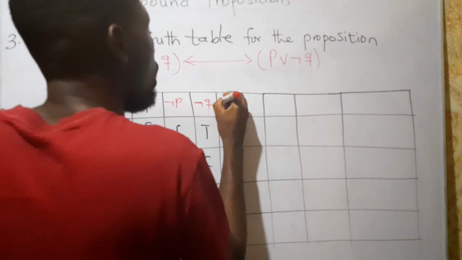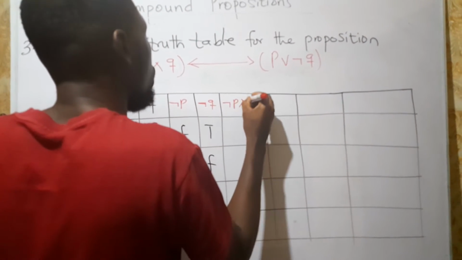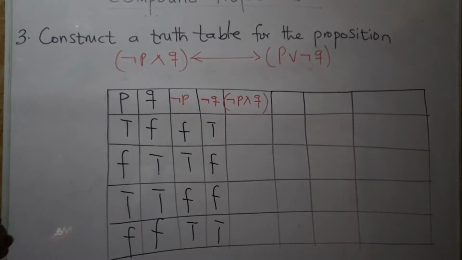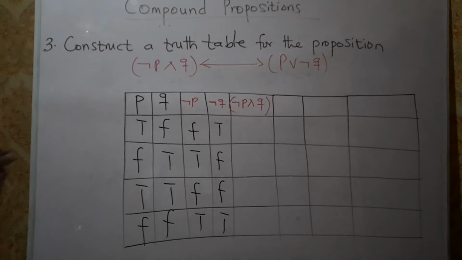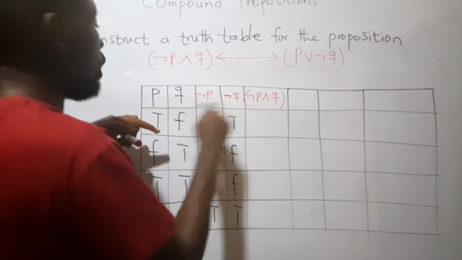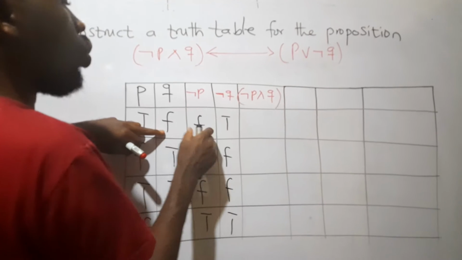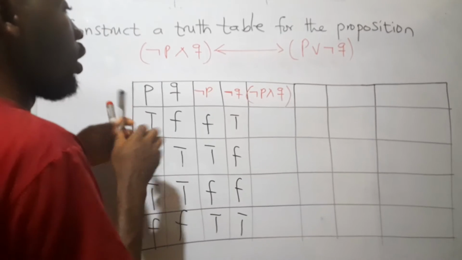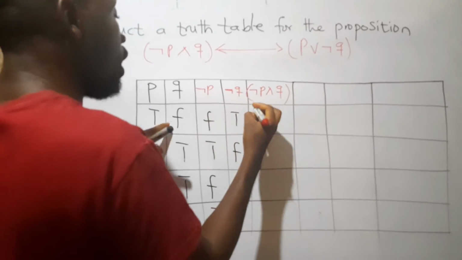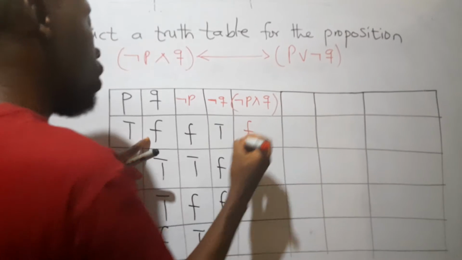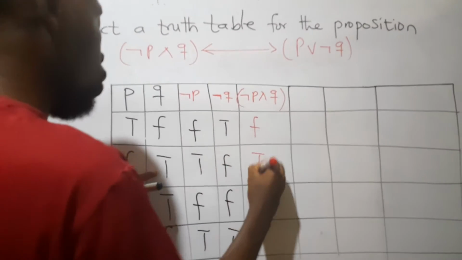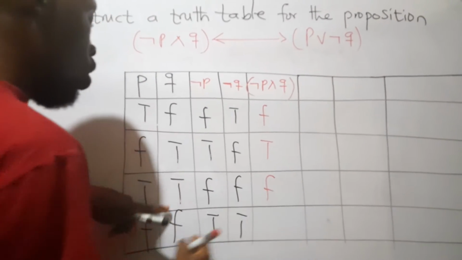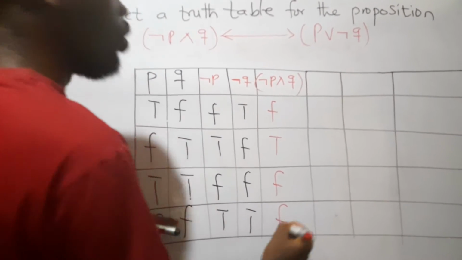So we have the negation of P conjunction Q. Remember, a conjunction statement is only true when both statements are true and false otherwise. So we look at the negative P and the Q. We check when both statements are true, it is true. Otherwise, it is false. So let's check. This is false. Both are false here. So it will be false. Both are true. It will be true. One is false, one is true. It will be false. One is false, one is true, it will be false as well.